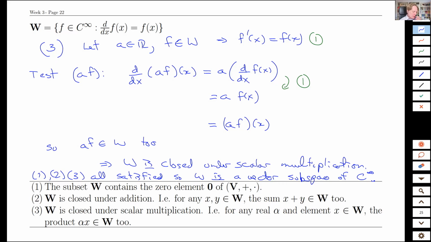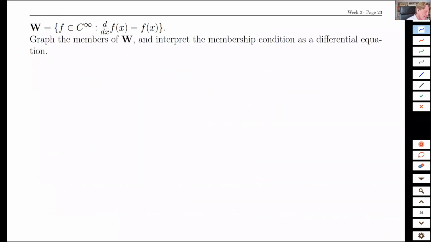So I'm just going to pause there while people are copying. I was writing quickly there. And then I'm going to look at what this means in terms of the pictures. So in terms of graphs, what do these graphs look like?